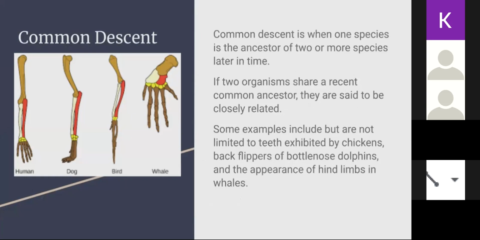Next, we're going to be going over common descent. Common descent is when one species is the ancestor of two or more species later in time. If two organisms share a recent common ancestor, they are said to be closely related. Some examples include, but are not limited to, teeth exhibited by chickens, back flippers of bottlenose dolphins, and the appearance of hind limbs in whales.